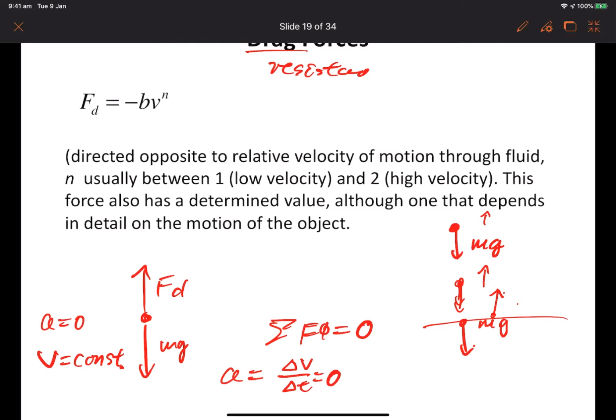This is what keeps you safe when you have a parachute. The parachute will increase the drag force and try to make the drag force equal to the gravity as soon as possible. So the terminal velocity, as we call it, will be less. So when you hit the ground, you won't get hurt.